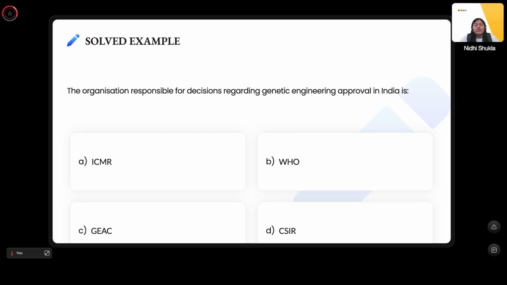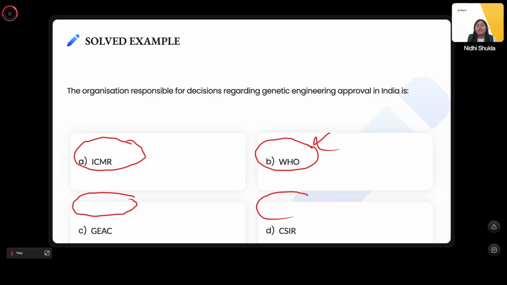The organization responsible for decisions regarding genetic engineering approval in India is, ICMR? No. Indian Council of Medical Research has nothing to do with genetic engineering approval. WHO, your World Health Organization, is not responsible for genetic engineering approval. CSIR, as you know, Central Scientific Research Institutes, are connected with lab work and are concerned with other things.